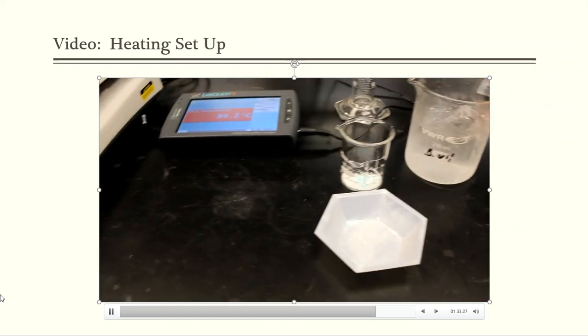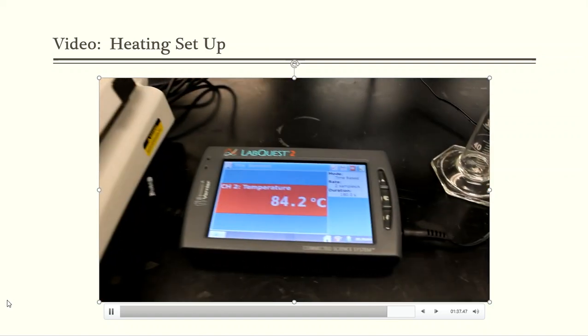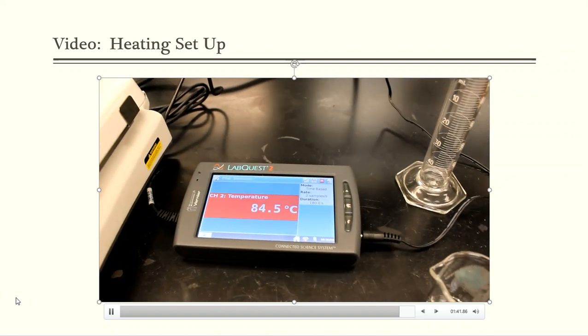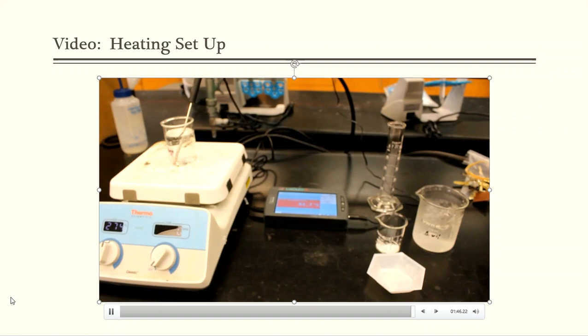So there's my setup, just in case you're interested in it. And again, it does look like I'm getting closer to 95, but not quite. So I'll take a few more pictures of the process, but at least you know my setup at this point and what I'm doing.